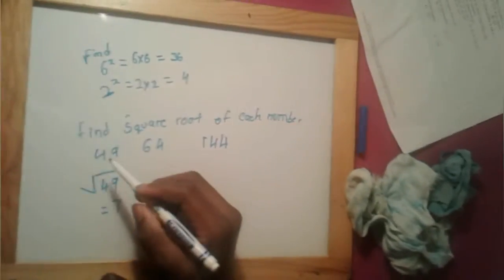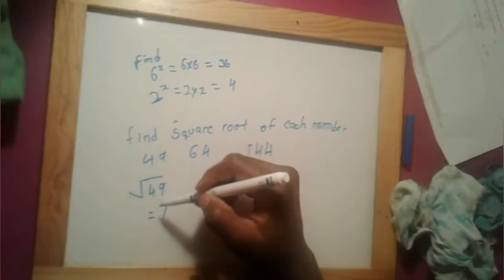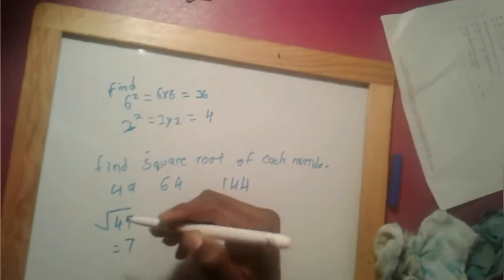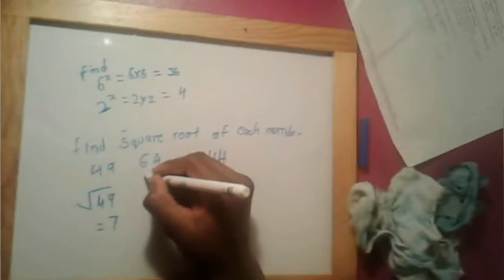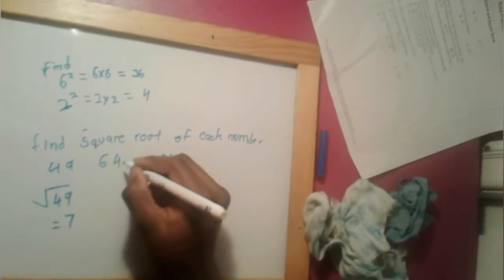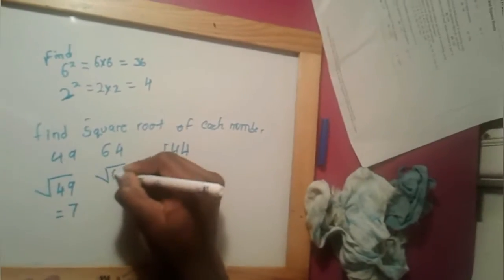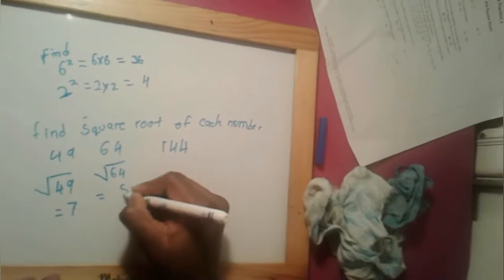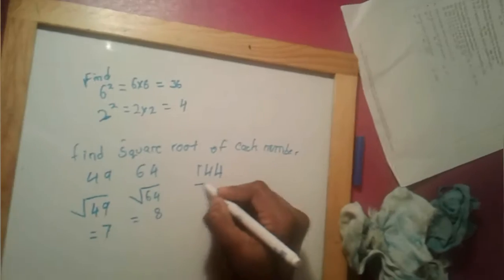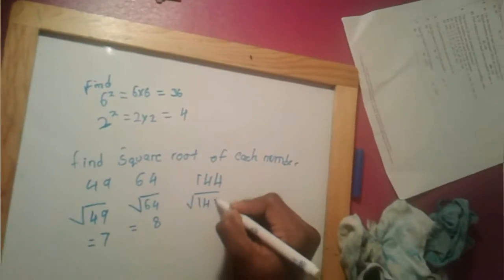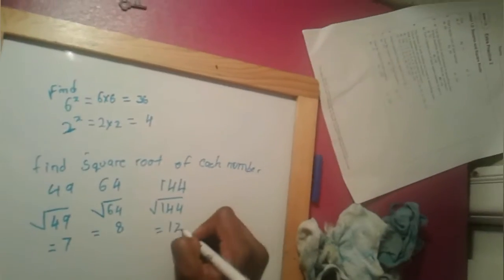because 7 multiplied by 7 will be 49, and here 8 times 8 will be 64. Yeah, and the answer will be 8. The square root of 144 will be 12. The answer will be 12.